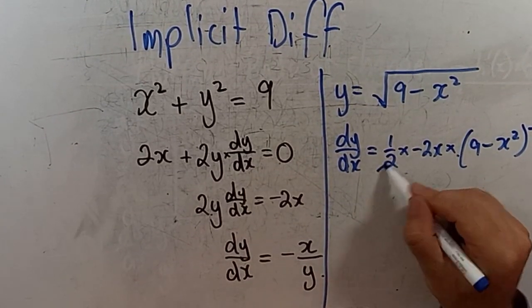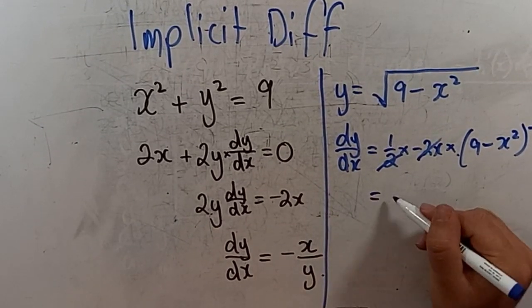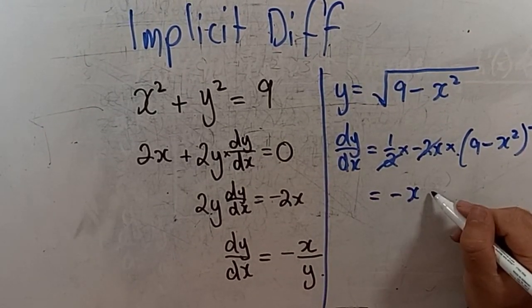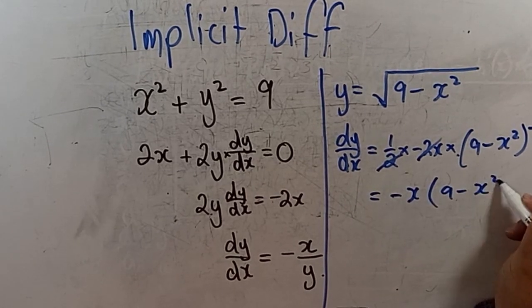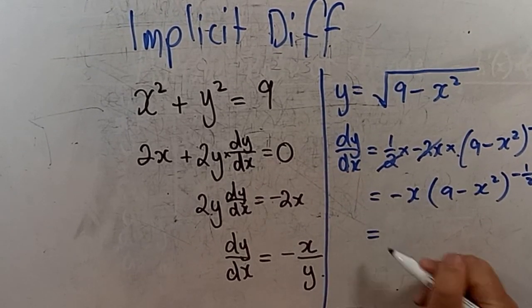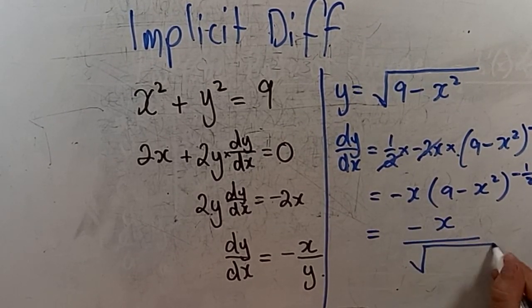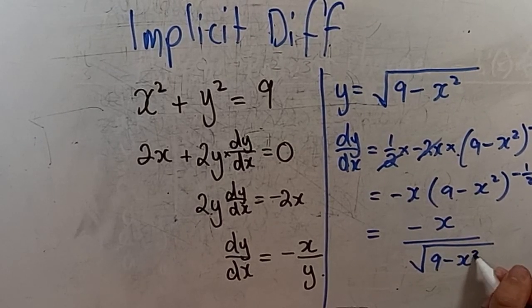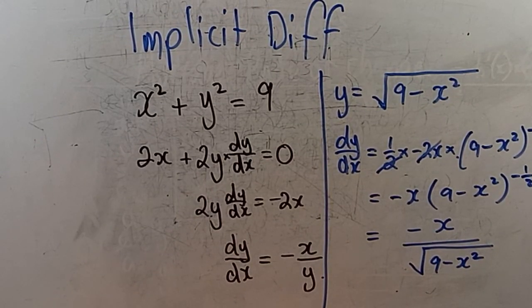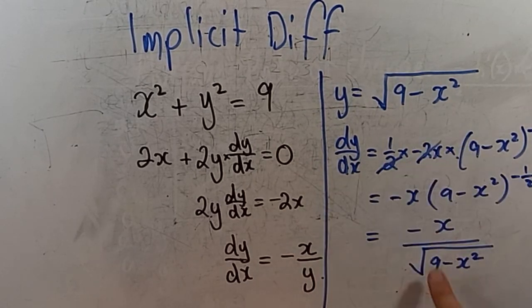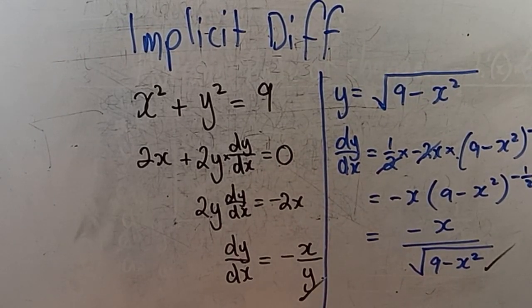So that 2 will cancel with that 2. I'm left with negative x times 9 minus x squared to the negative half. Let's move that to the denominator. So I get negative x over the square root of 9 minus x squared. Now, this looks different to this. Is it the same or not? Hang on. This is negative x on y, and y is equal to the square root of 9 minus x squared. This is the same as this. Wonderful. It works. It's an amazing thing.